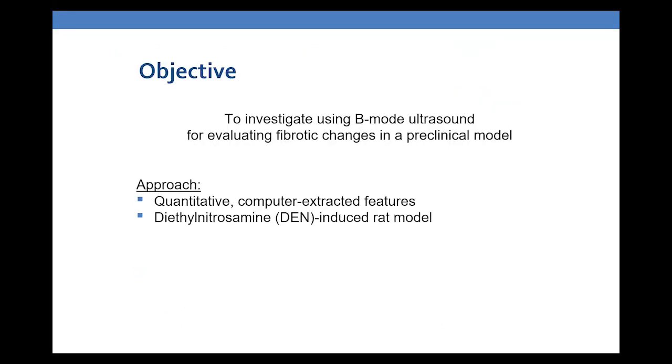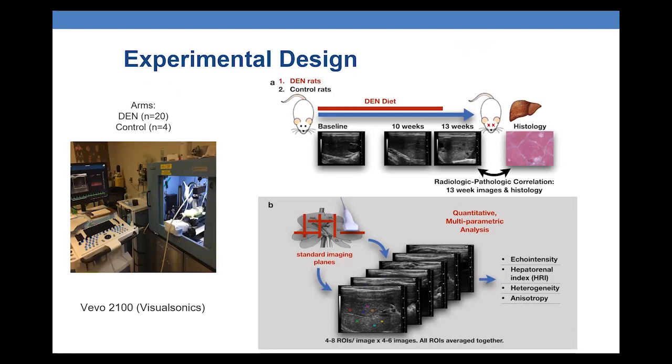So the objective of our study was to investigate using B-mode ultrasound for evaluating fibrotic changes in a preclinical model through using quantitative computer-extracted features in a diethylnitrosamine DEN-induced rat model. We studied 24 Wistar male rats. 20 of them were given DEN. DEN is diethylnitrosamine, which is an established hepatotoxic. And the remaining 4 were used as a control group.